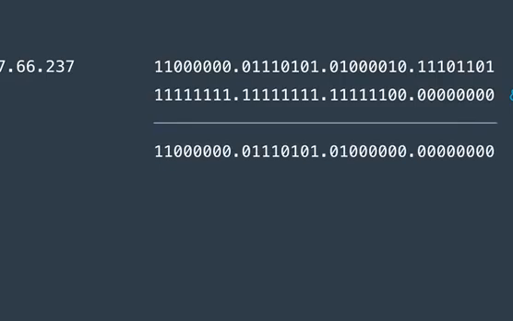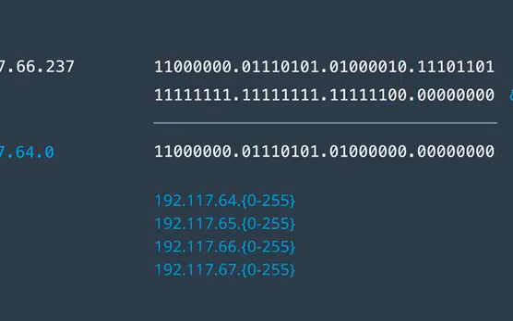Switching back to decimal notation, the network address is 192.117.64.0. This is the first address in this net block. To find the full range of addresses that belong to the net block, we'll need to take one more step. We know that the last 2 bits of the third octet are free, which means that there are 4 different values that the third octet can take. These are 64, 65, 66, and 67.